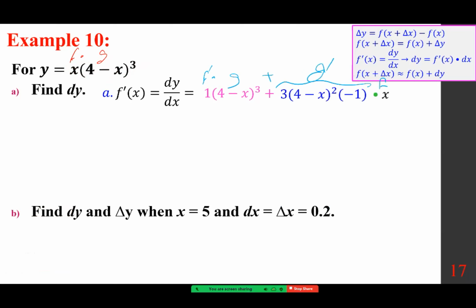And you can take out the common factor of 4 minus x, and you notice this has exponent 3, this has exponent 2. You take the exponent 2, and from this comes out 4 minus x. From this comes out 3 and negative 1 on x, minus 3x. So this gives you 4 minus x. This gives you positive 3 times negative 1 times x, or minus 3x. And so if you put them together, these two is minus 4x.